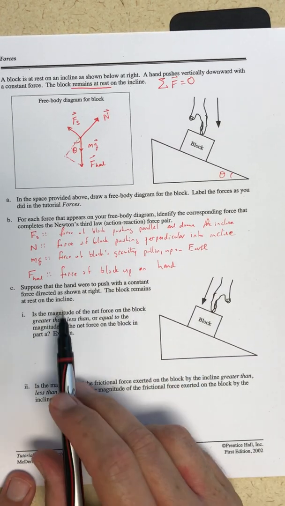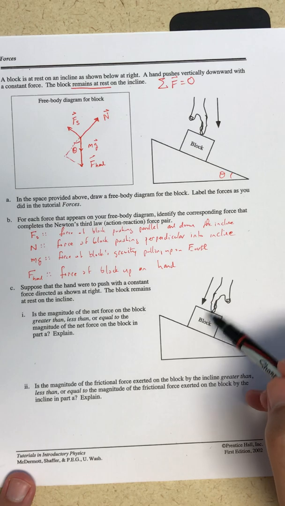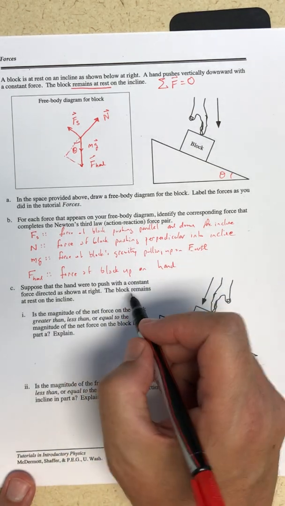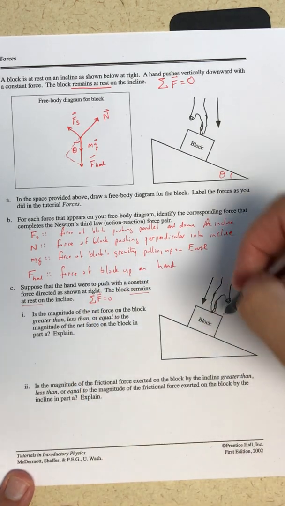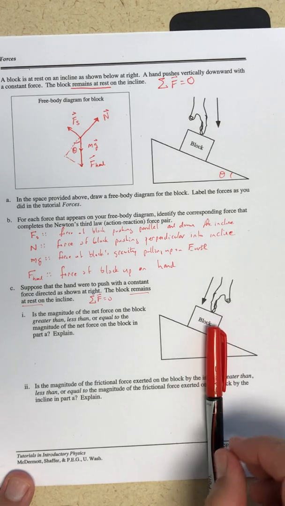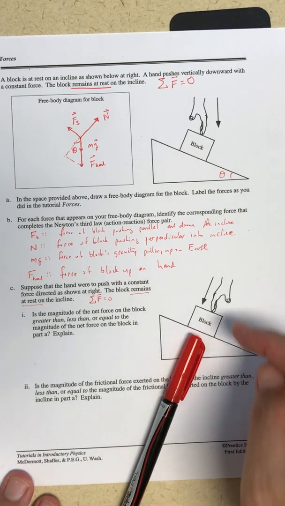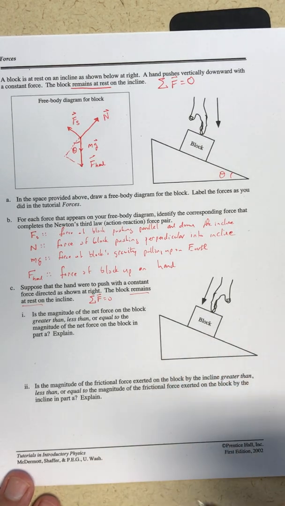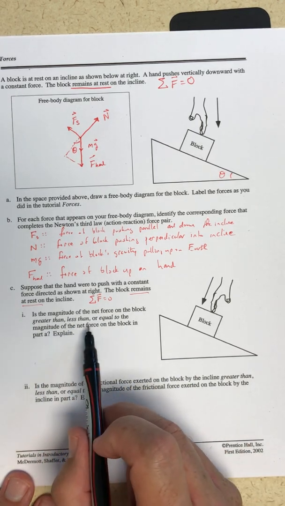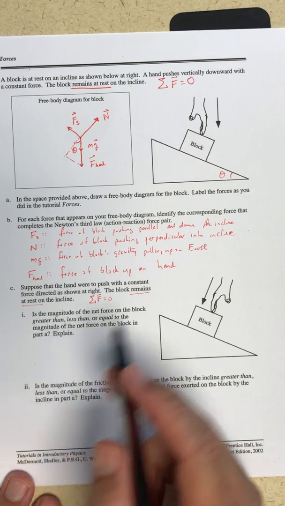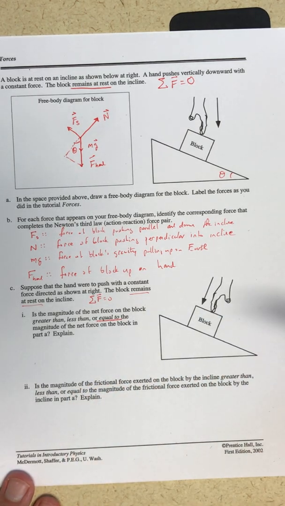All right. Suppose the hand were to push with a constant force directed as shown at right. The block remains at rest on the incline. So we still have the sum of the forces equals 0. So instead of being straight down, we're going to have the hand pushing perpendicular to the interface between the block and the incline. Is the magnitude of the net force on the block greater than, less than, or equal to the magnitude of the net force on the block in part A? Equal to, because the sum of the forces is still 0. 0 equals 0.